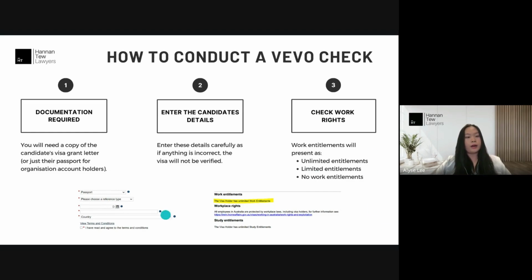So there are 2 screenshots there that show what it looks like on the VEVO check. So the first picture on the left, you can see you have to enter all those details in there. And on the right, it will show you what the conditions are. So this particular individual has unlimited entitlement, so they have unrestricted work rights.